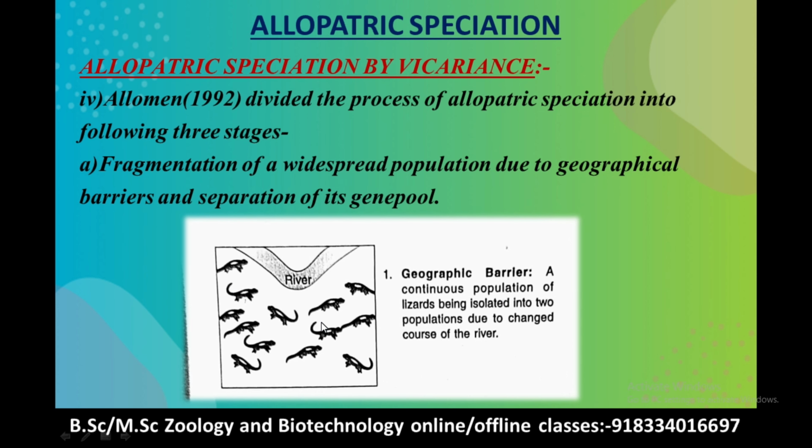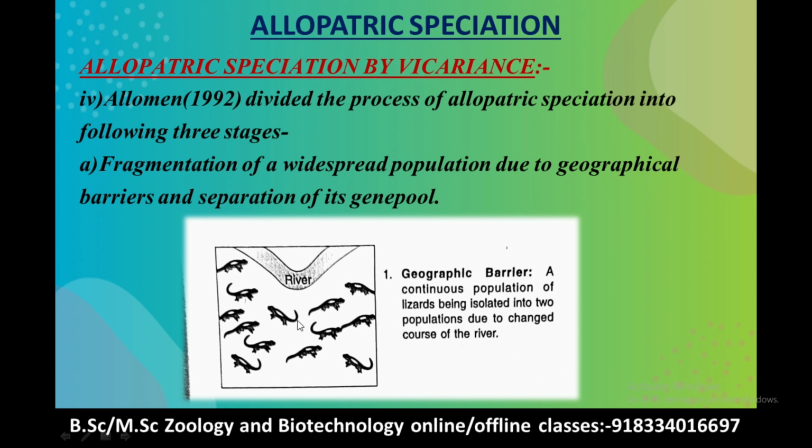Allmon in 1992 divided the process of allopatric speciation into the following stages. Three stages are present. The first stage is fragmentation of a widespread population due to geographical barriers and separation of its gene pool. So here you can see a schematic diagram.